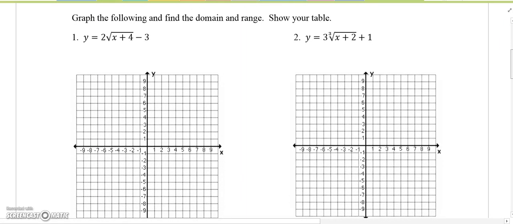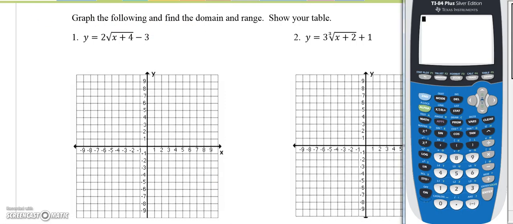Alright, when it comes to graphing and finding the domain and range, luckily your calculator can do a lot of the work for you. Let's take a look. Go ahead and take those calculators out, and I'll do the same. Graph the following, find the domain and range, show your table. The table is what we're going to use our calculator for. In my y equals button, I'm going to type this in: 2 times the square root of x plus 4, move out, and then minus 3. Then I'm going to go straight to my table.